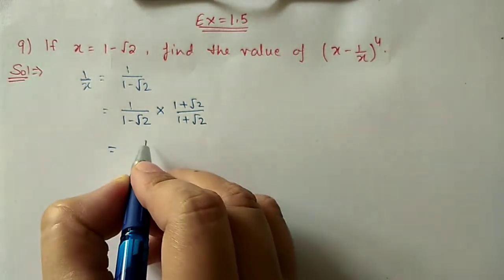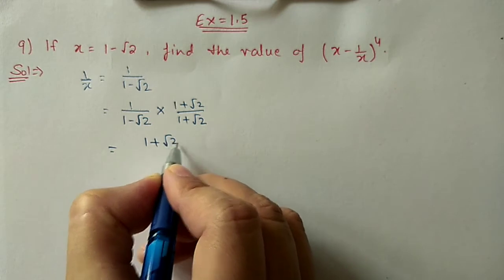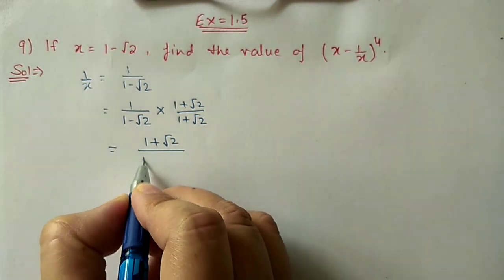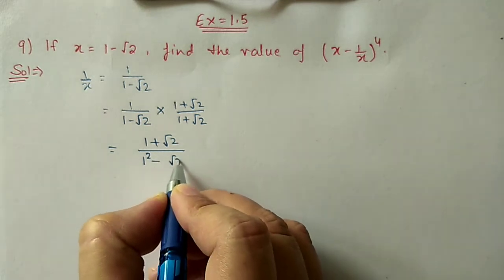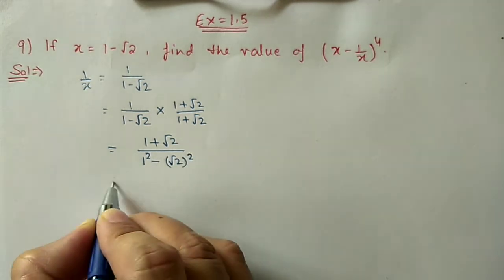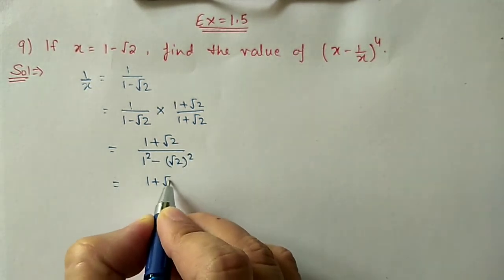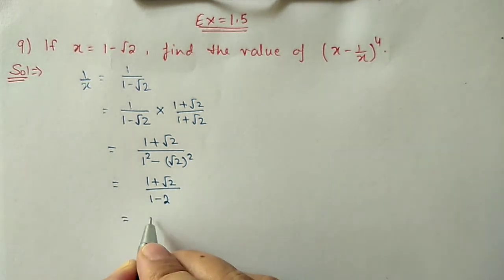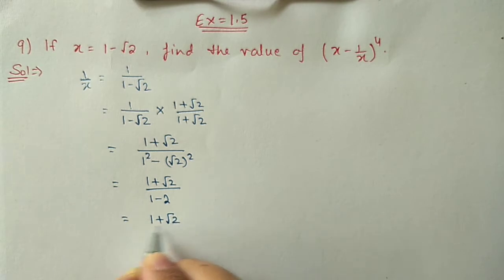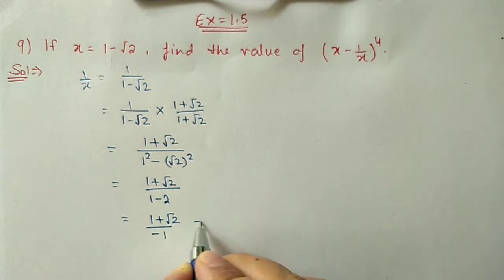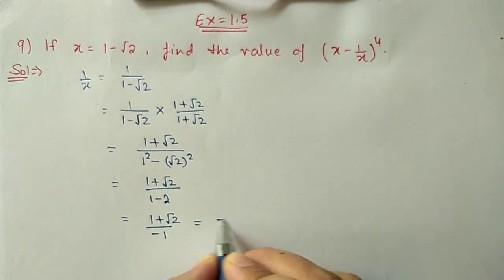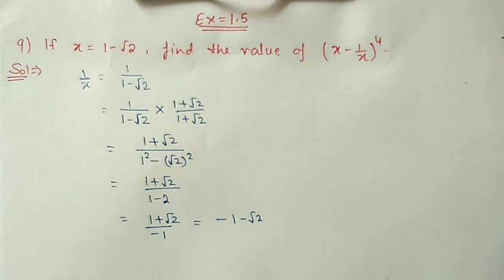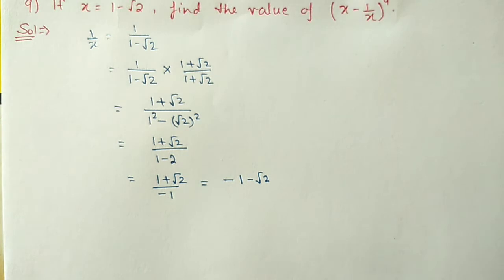So the numerator will become 1 plus root 2, and for the denominator we can use the a plus b into a minus b formula: 1 square minus root 2 whole square. We will get 1 plus root 2 divided by 1 minus 2, which is equal to 1 plus root 2 by minus 1, or the minus symbol we can shift up, we will get minus 1 minus root 2. Now this value we can substitute in the question.